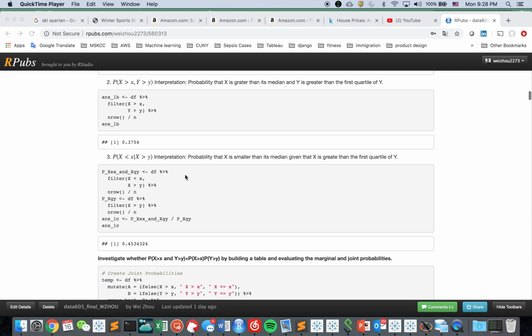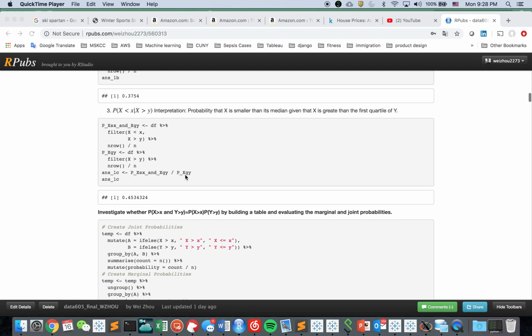We can use probability of A given B equals probability of A and B divided by probability of B. So we can get the result of 0.4534 here.